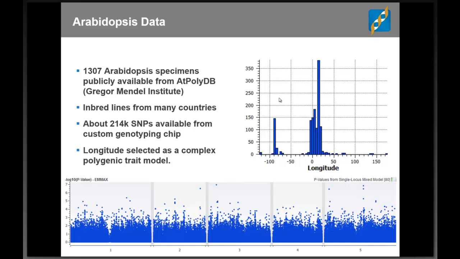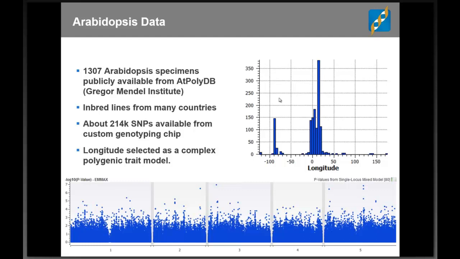It's publicly available data that is hosted through the Gregor Mendel Institute, where they have over 1,300 specimens that have been collected throughout the world, mostly in the Northern Hemisphere, majority of them in Europe. But they are inbred lines that have been genotyped on a custom genotyping chip with over 200,000 SNPs available. It's very rich, very interesting data.